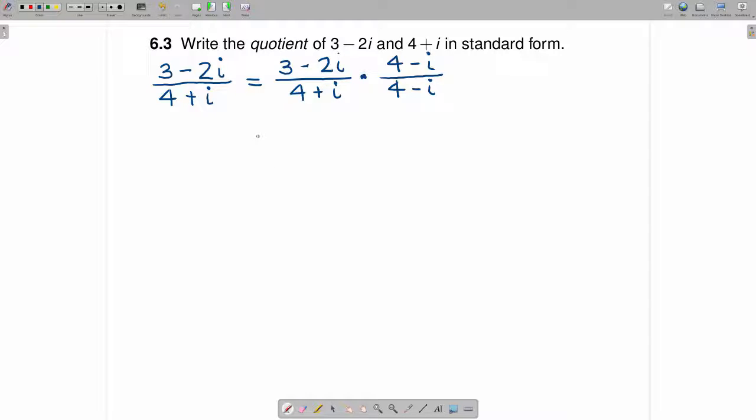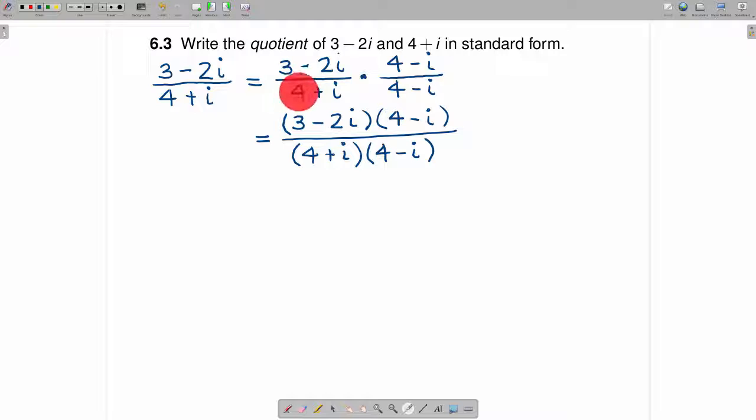Now at this point, what we have is a numerator that is 3 minus 2i multiplied by 4 minus i, and a denominator which is 4 plus i times 4 minus i. The reason we multiply the denominator by the complex conjugate of the denominator here is this will always be a real number, and that is to help put it into standard form. So we have to do FOIL on both the numerator and the denominator. So let's do the denominator first.